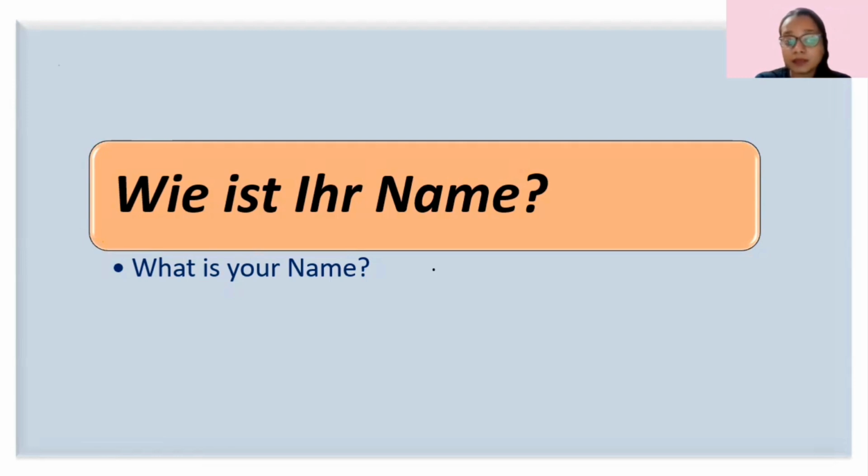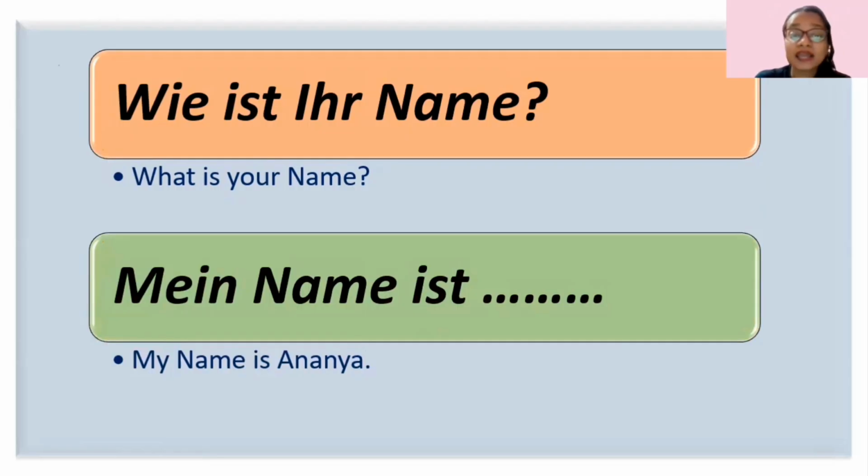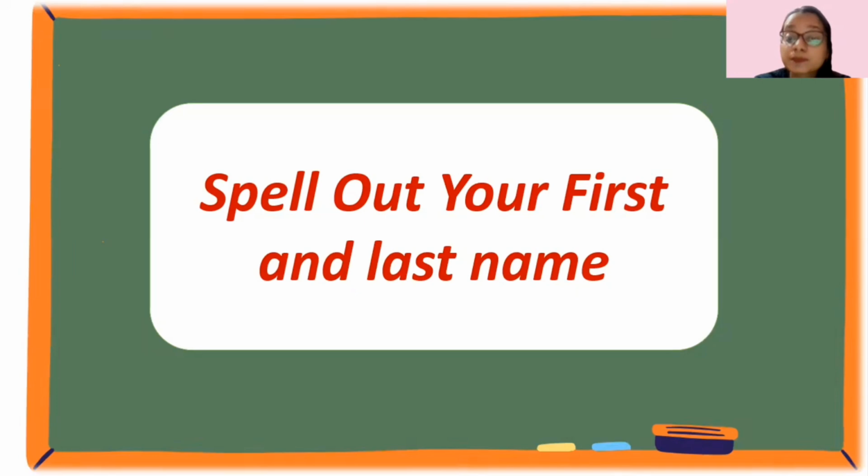Wie ist Ihr Name? What is your name? Now, how will you answer this? Mein Name ist Ananya. Right, so my name is Ananya. Whatever your name, you have to mention that. So, wie ist Ihr Name? Answer this.